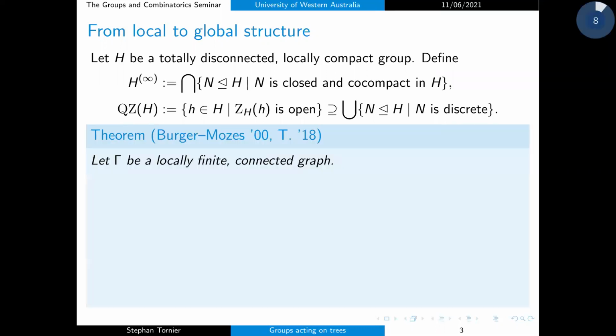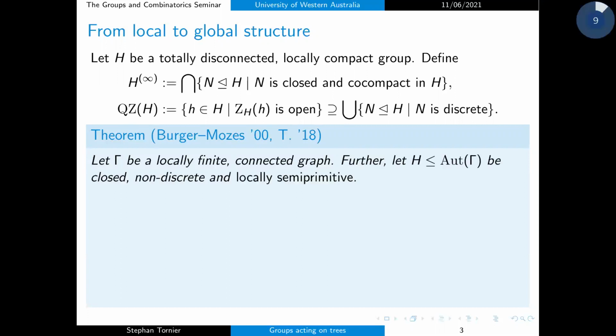And now here's a statement which takes groups acting on trees or graphs more generally, like the ones we've seen before, and makes local assumptions, and then says something about local global properties involving these subgroups. So if you have a subgroup which is locally semi-primitive, so the action that vertex stabilizers induce on neighbors is semi-primitive, and it's non-discrete, which in this topology just means that vertex stabilizers are infinite rather than finite, then you have the following.